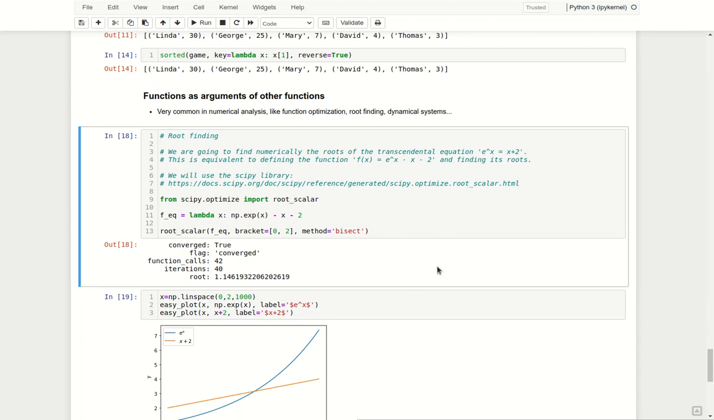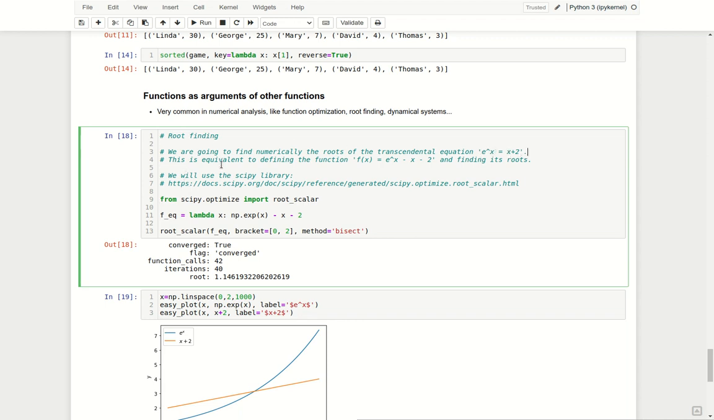because sometimes we need to use a function as an argument of other functions, probably from other built-in libraries, but it may be one of our own libraries or imported libraries, or something from our own work. So in this case, we're going to find numerically the roots of the transcendental equation e to the x equal to x plus 2.